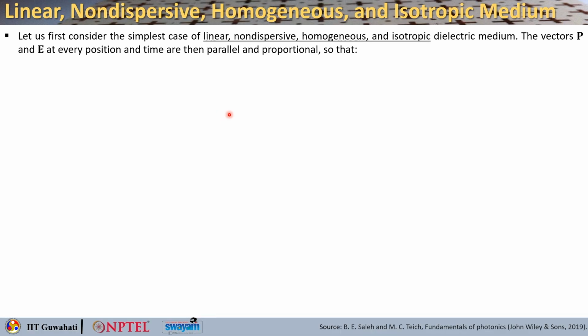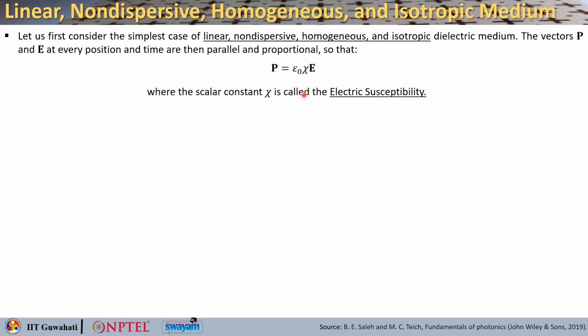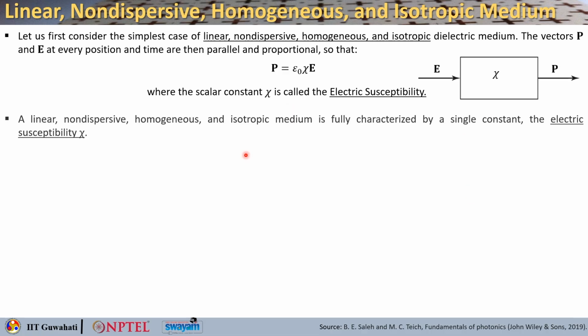So, our medium is linear, as I mentioned, non-dispersive, homogeneous and isotropic. The vector fields P and E at every position and time are parallel and proportional, so you can simply write P equals epsilon naught chi E. Chi is a scalar constant which is known as electric susceptibility. So, a linear, non-dispersive, homogeneous and isotropic medium, as you can see here, can be fully characterized by a single constant which is called chi. This one constant is good enough for mapping all the electric properties in this kind of case.